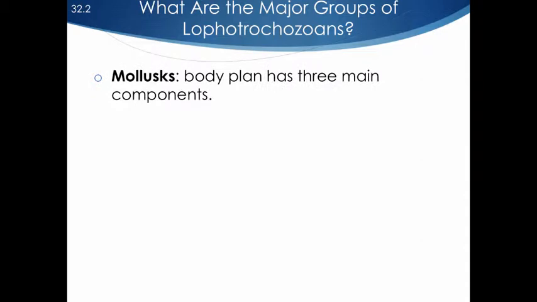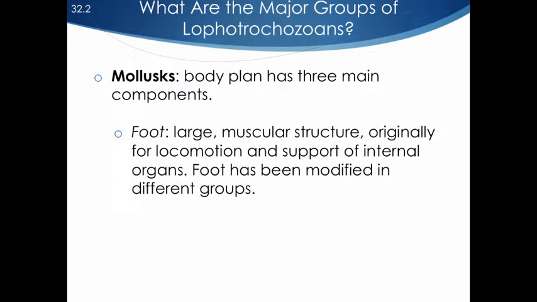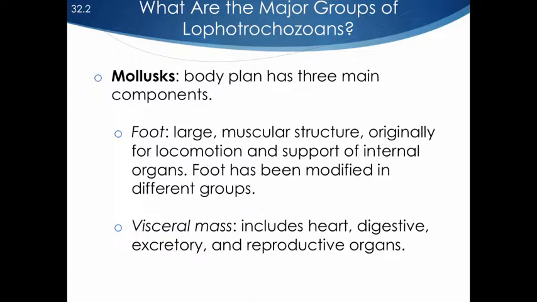So now we're going to go to mollusks, which have a body plan with 3 main components that we're going to talk about. So they have a foot, which is a large muscular structure originally for locomotion and support of internal organs, and the foot has been modified into different groups. So this is basically the strength of the whole mollusk. They have a visceral mass, and this includes the heart, the digestive, the excretory, and the reproductive organs. So these are only 2. We're going to be going into the third one, the mantle, later. But basically, the foot is the muscle part of it. The visceral mass is the soft part of it, I guess you could say, like the part that doesn't really aid in movement.